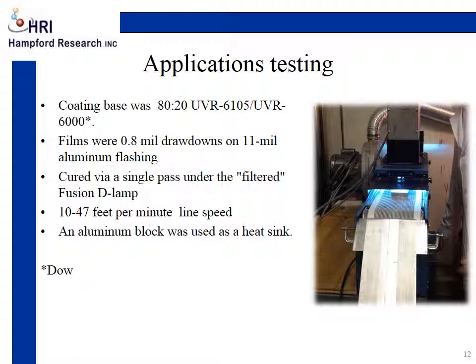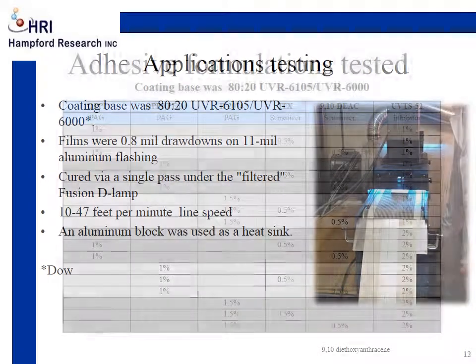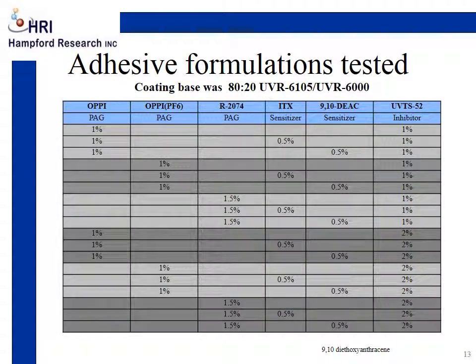The line speed varied anywhere from 10 to 47 feet per minute, and an aluminum block was used as a heat sink. Here's a list of some of the formulations that we used. OPPI, OPPI PF6 were two of the photoinitiators that we used. Those were selected because of their high activity.